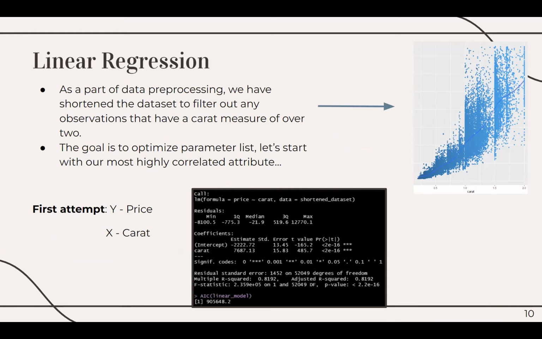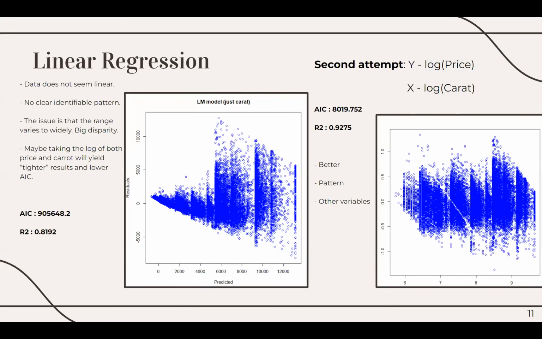So the first one we can start off with is linear regression. I've already told you that as a part of pre-processing, I filter the data, which is very important. You'll see in the results. The goal with all of my linear regression models was to optimize the parameter list and come up with the best result. So first I started where it's kind of obvious to start, which is with the predictor that's most highly correlated to the price, which I saw was carat. So I made a simple linear regression model modeling the price based on the carat. And these are the results that I've got.